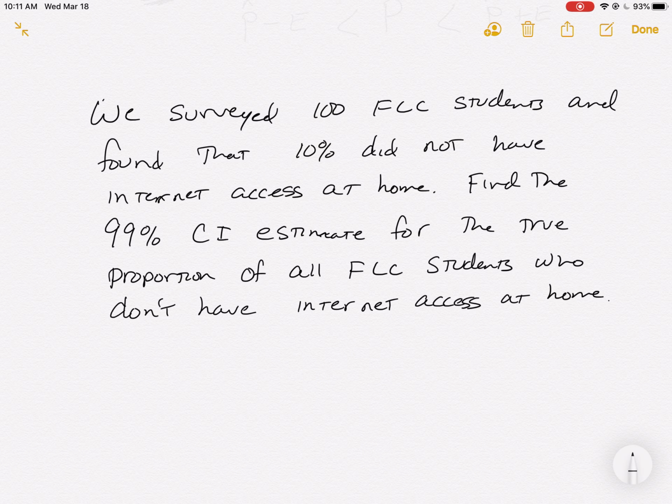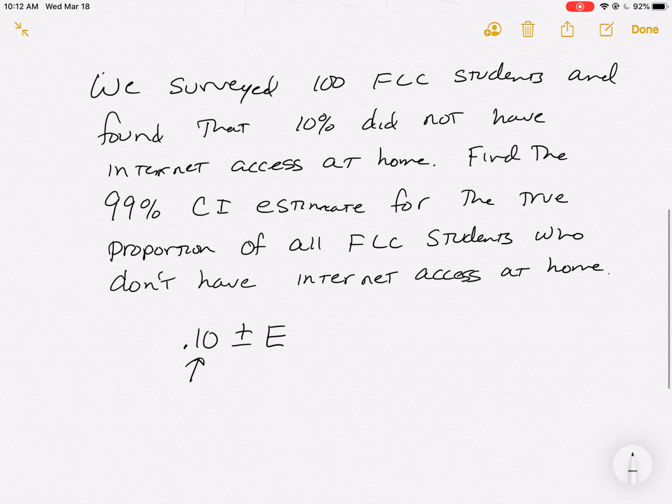A confidence interval is going to involve a few things. It's going to take our best guess, which is the 10%, and it's going to add and subtract an error. So this 10% number is either going to be given to us like it is in this problem, or they may have said we surveyed 100 FLC students and found that 10 of them did not have internet access. Then we'd have to divide the 10 and the 100 to get the same 10%.